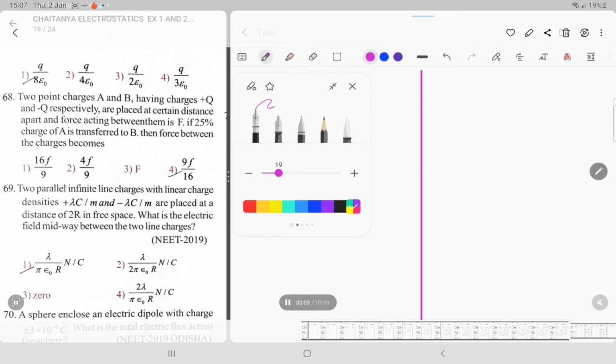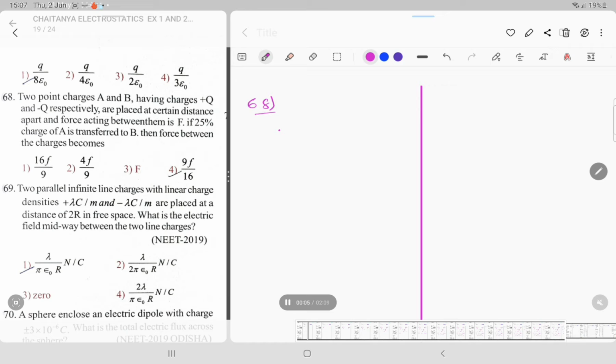Let us see the problem number 68. Two point charges are given, one is A and another is B. Q1 is placed at A and Q2 is placed at B, both having equal charges, plus Q and minus Q. Plus Q is placed at A and minus Q is placed at B. D is the distance between the two charges.